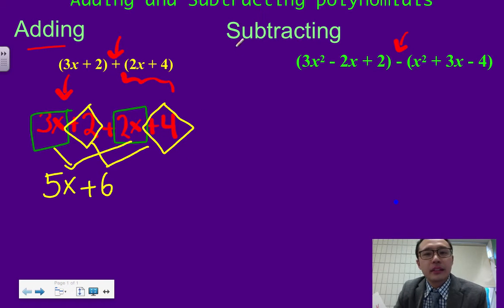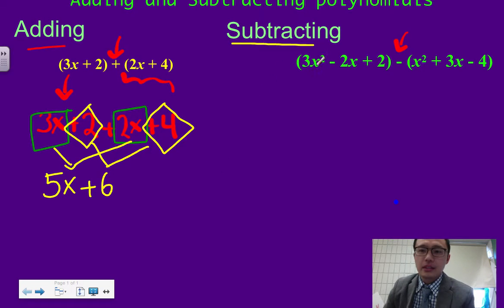So how is that different than subtracting polynomials? Well, subtracting is a little bit tricky. You can see that here we have a subtraction sign, and then there's the brackets. Remember, from adding polynomials, we just got rid of the brackets by just erasing them, just not writing the brackets. We can't really do that for subtracting. The trick here is that we can do two things.